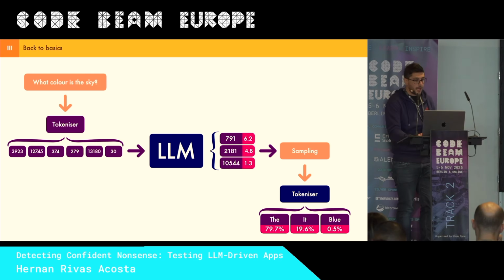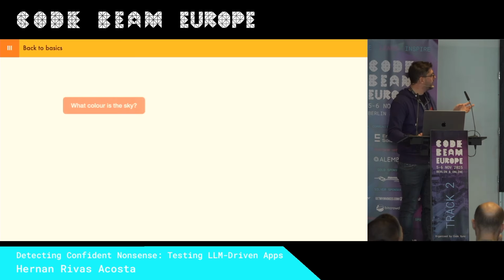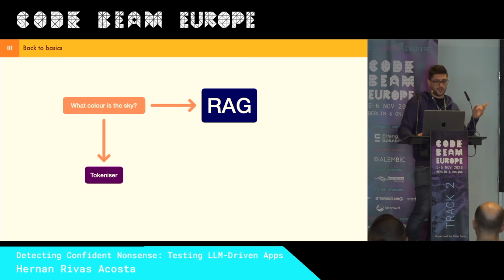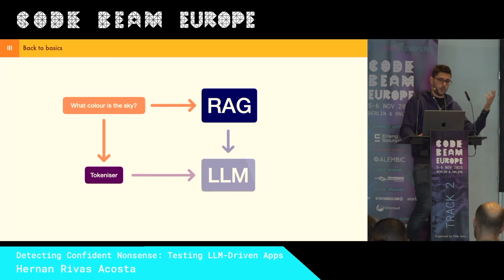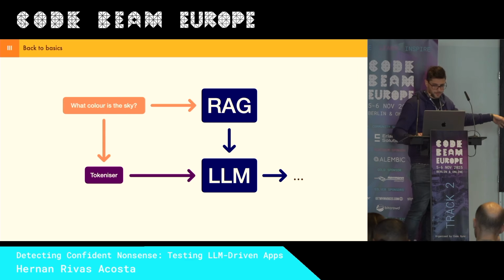And if you have a RAG application, it works sort of the same way. We start with the user question, we send it to both the tokenizer, like before, and the RAG. And then both go to the LLM. Normally, you would put the RAG stuff, for example, as system instructions. And then it works the same as before.